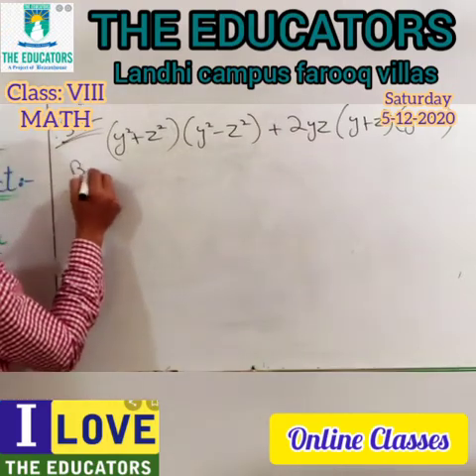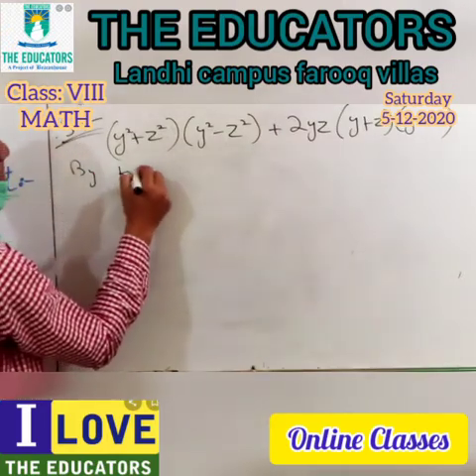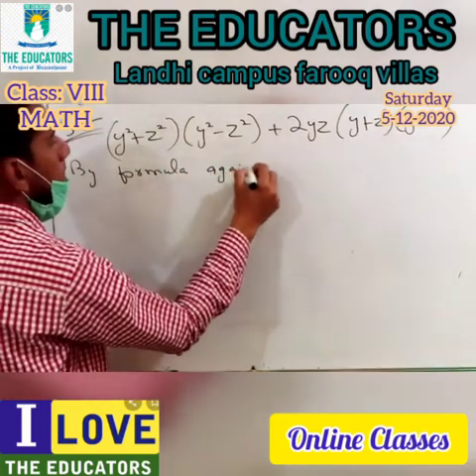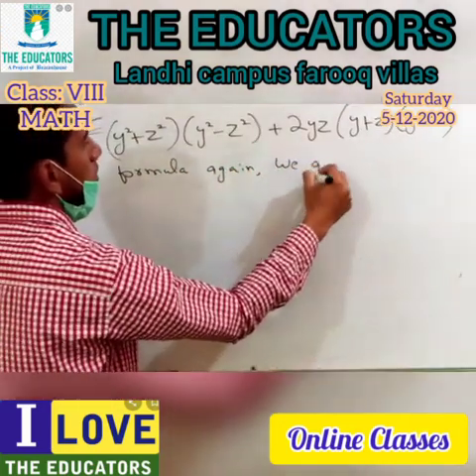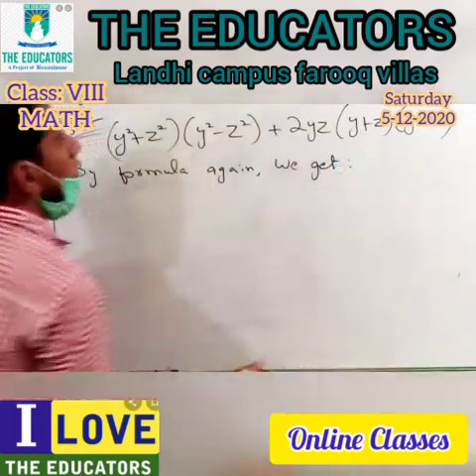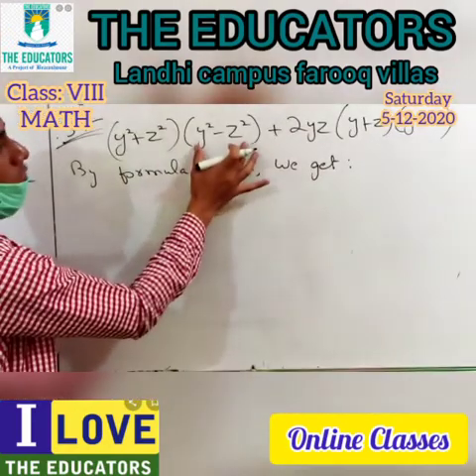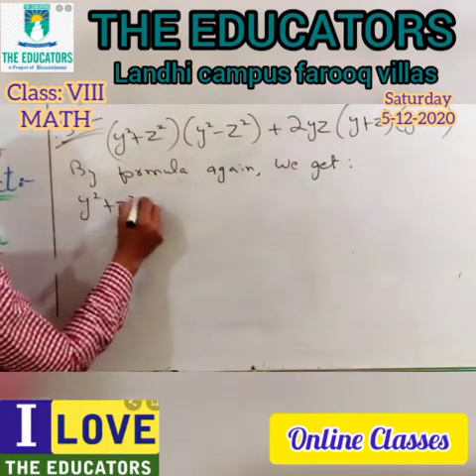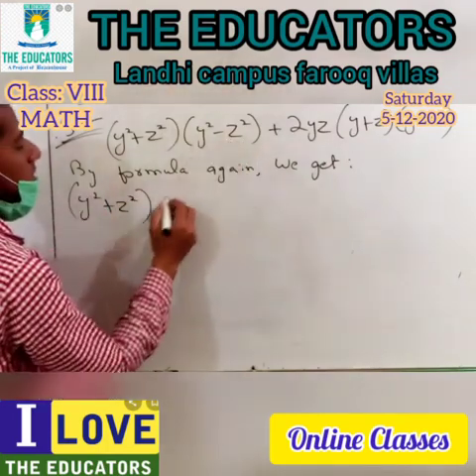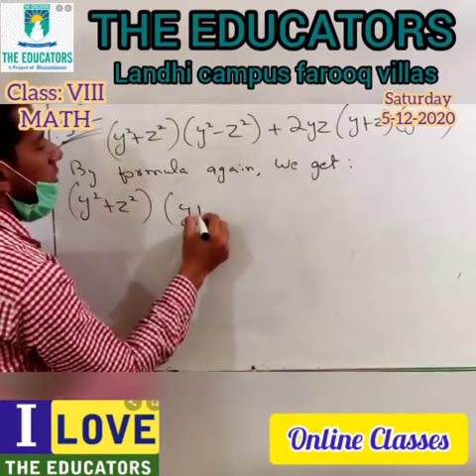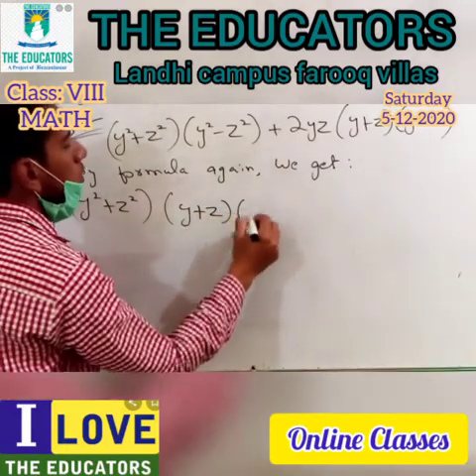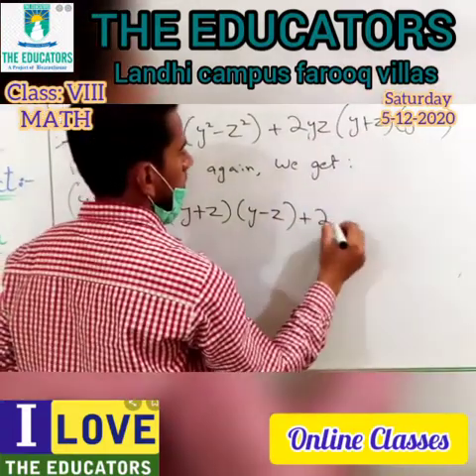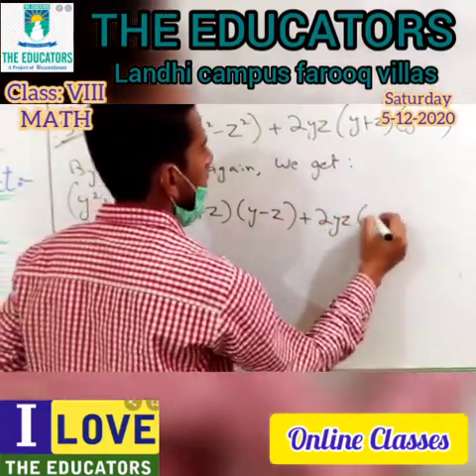Now by using the formula again, we get, I am using that formula a square minus b square here. So y square plus z square will come as it is. Now in place of this I am using the formula, so that will be y plus z into y minus z. And everything else will come as it is.